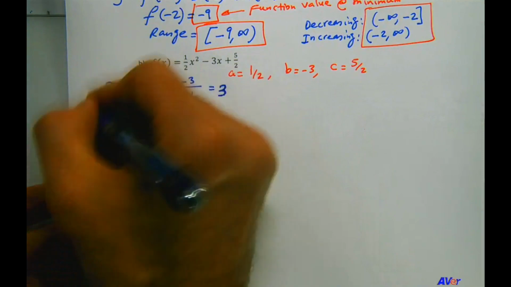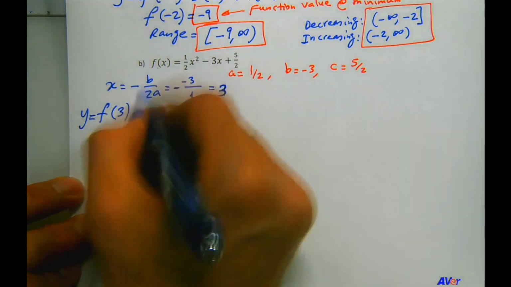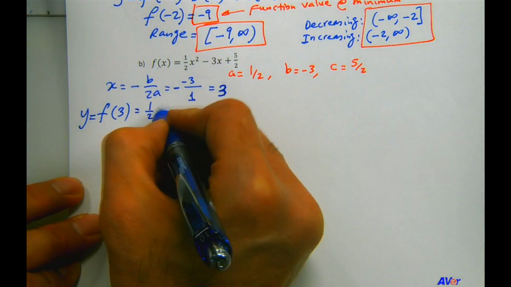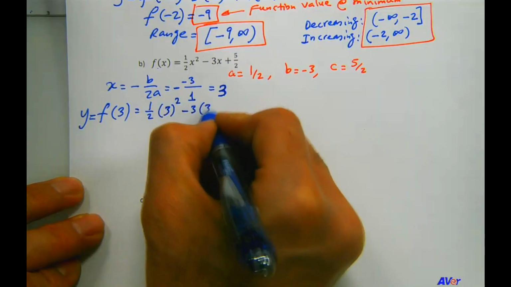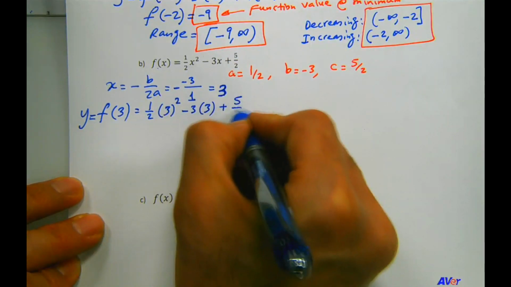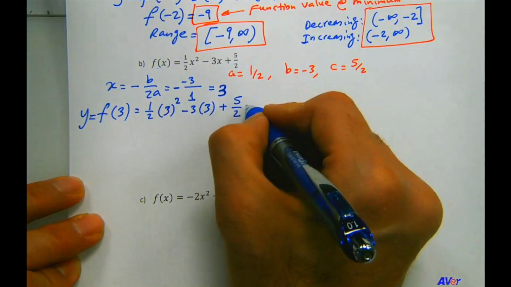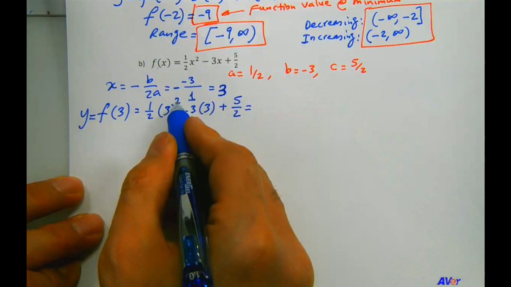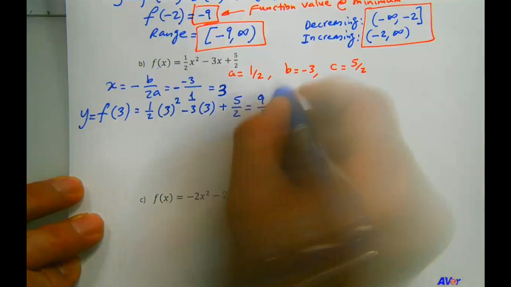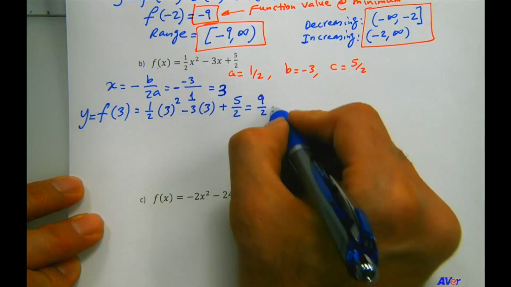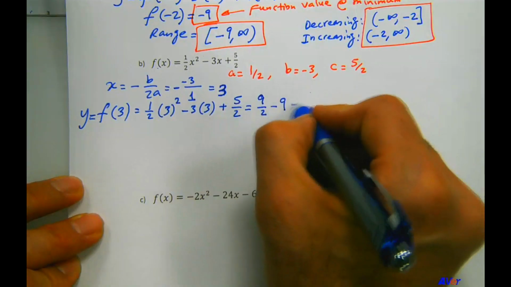So y is equal to the function value at x equals 3. So 1/2 times 3 squared minus 3 times positive 3 plus 5/2. Okay, so what do we get? We get 3 squared is 9. 9 times 1/2 is 9 over 2. Minus 3 times 3, it's minus 9 plus 5/2.